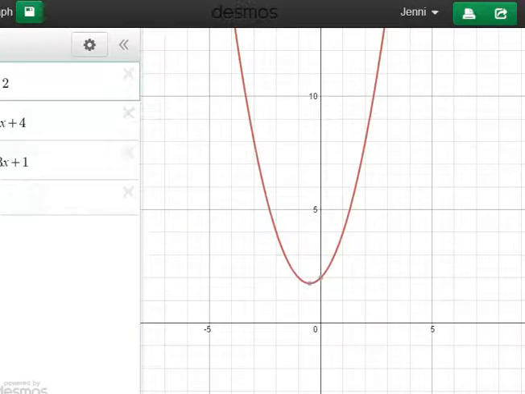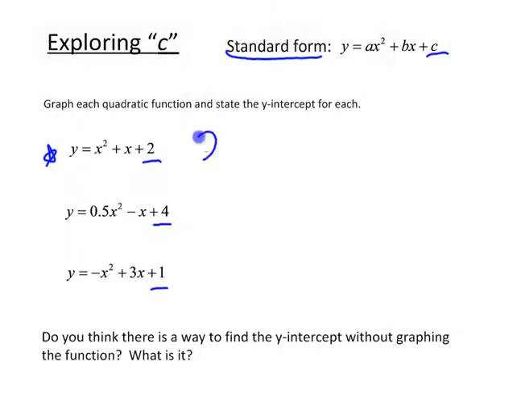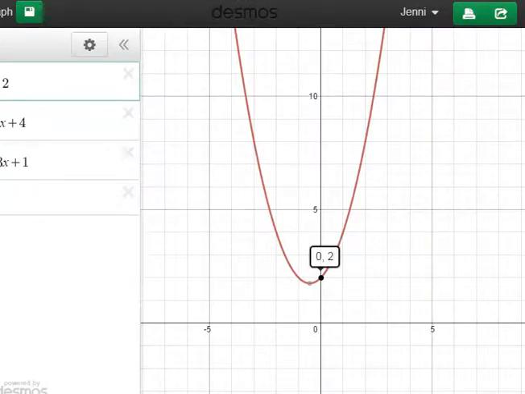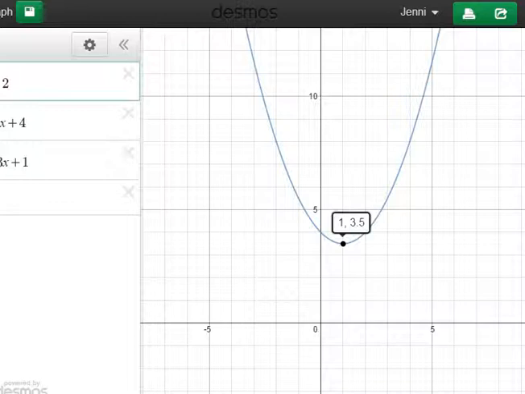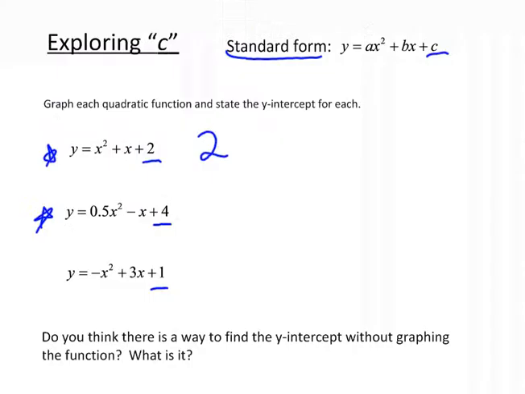And what I want you to look at is what is the y-intercept for this graph. If we look at it right there, the y-intercept for this graph is 2. So let's write that down. The y-intercept for this one is 2. Now we're going to graph equation number 2 and look at what its y-intercept is. So when we graph this one, there's our vertex, 1, 3.5. And here's our y-intercept, 0, 4. So this one has a y-intercept of 4.